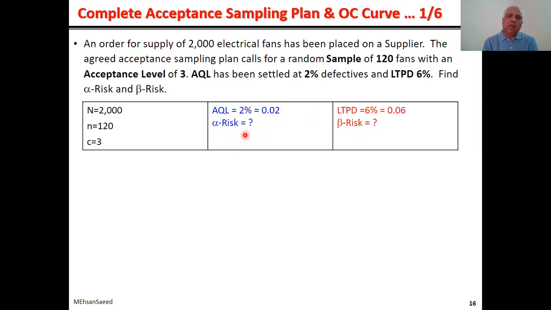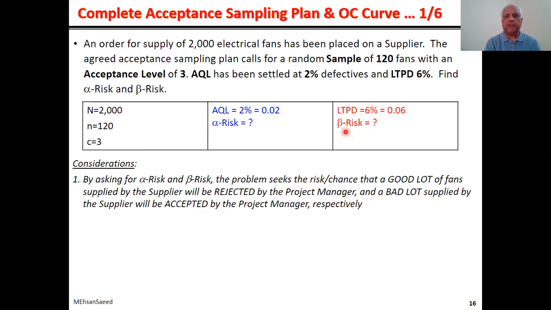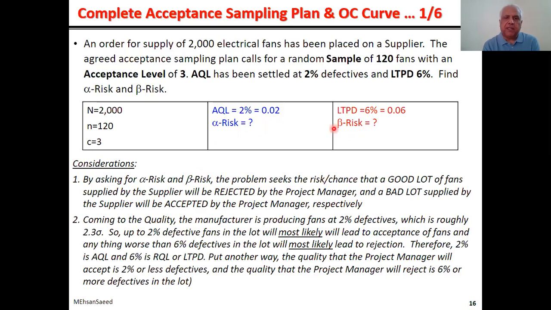Alpha risk means the risk for the seller that his good lot will be rejected by the buyer, and for the buyer, the risk or the probability that he will accept a bad lot from the supplier. Here are a few considerations. One I have just mentioned, regarding alpha risk, what does that imply? And beta risk, what does that imply? The second consideration is about these figures, AQL 2% and 6%.